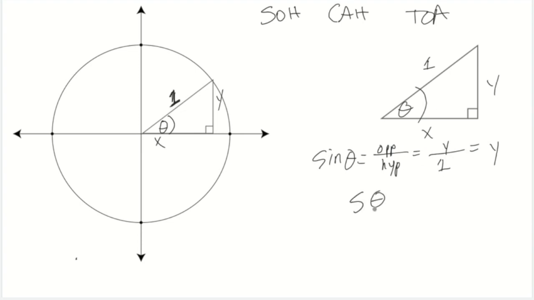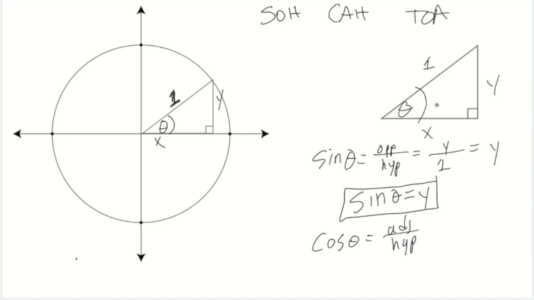So I'm looking for the measurement. Sine theta equals y. Our y measurement is just sine theta. Our x measurement, cosine theta, adjacent over hypotenuse. So adjacent is right here, it's touching it. So adjacent over hypotenuse equals x over 1, which is just x. So cosine of theta here equals x. Again, this is what we're going to use to find measurements.